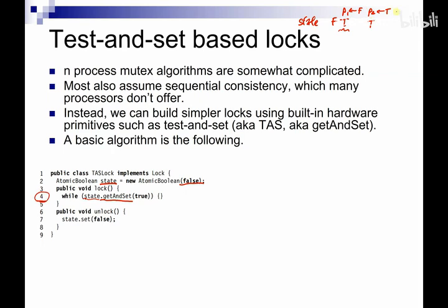Likewise, if you have a P3, he's going to do his get and set, see that state is still true, so he's going to wait. So only the first process that comes, this guy, can get into the critical section. The other guys are all going to wait.